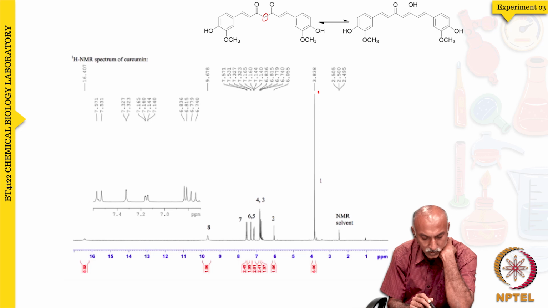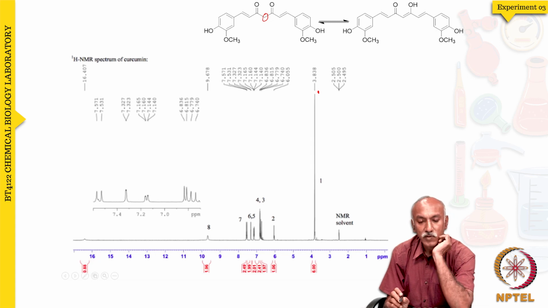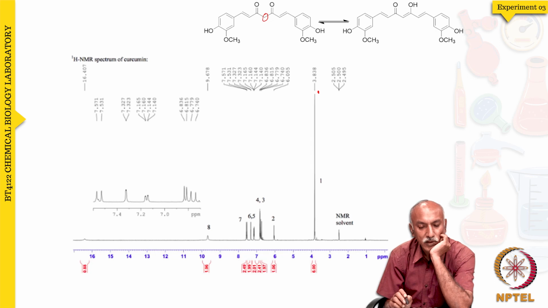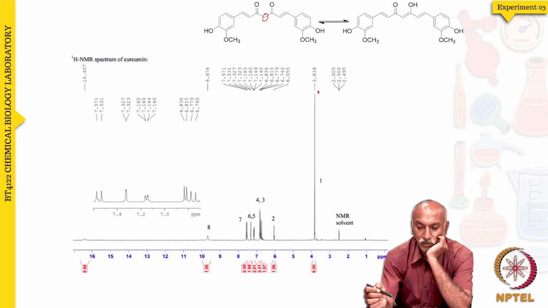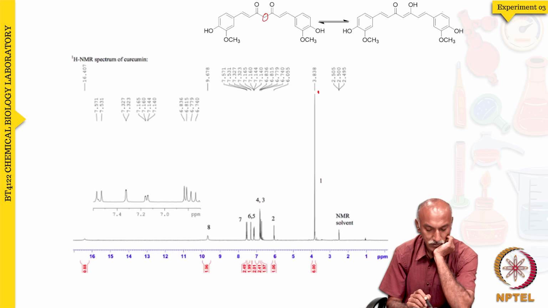So 2, 4, 6, 8, 10, 12, 13, 15, and another one is about here, 16. If you are trying to find out where the 16 are present, you can see there are 6 aromatic ones, and then 7, 8, 9, 10, 11, 12, 13, 14. It exactly matches.